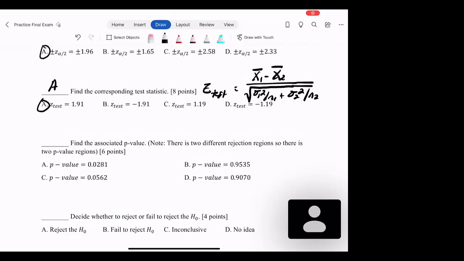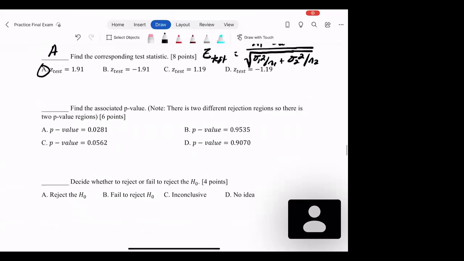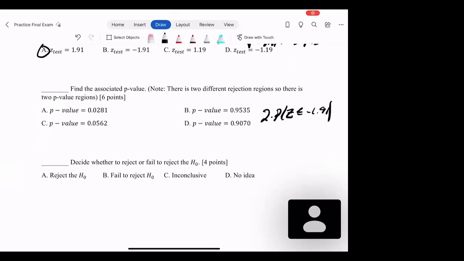Then find the associated p-value. How would you do that? Very good. That's the start. And do what? They take 2 times what in the table? Yeah, so you take 2 times the probability of z being less than negative 1.91. I have no idea what that probability is in the table. Does anyone? Yeah, the answer is C. So this probability here is actually A.